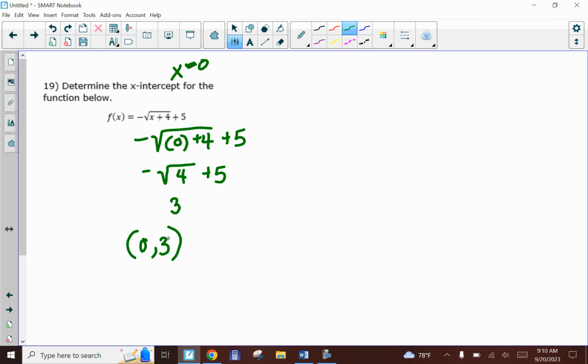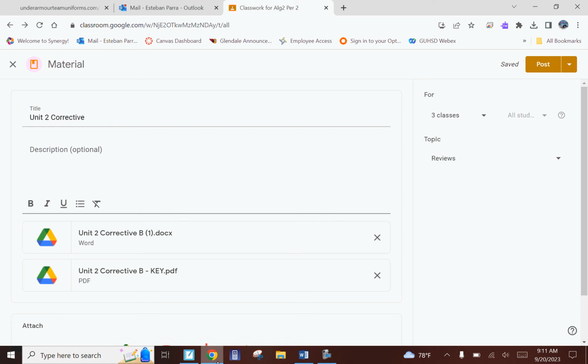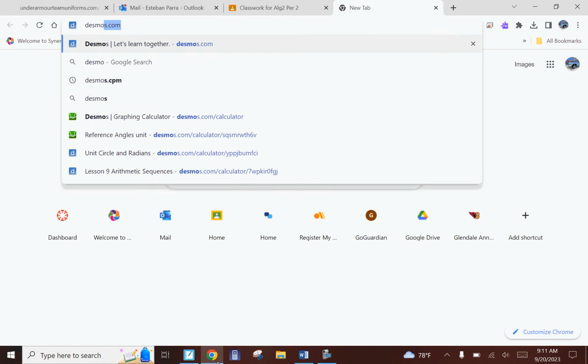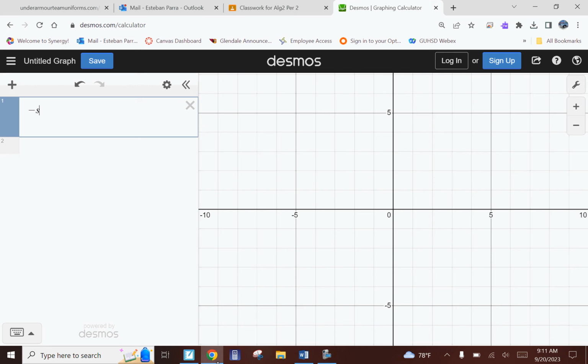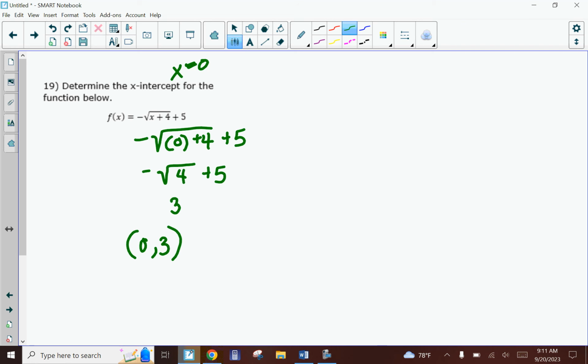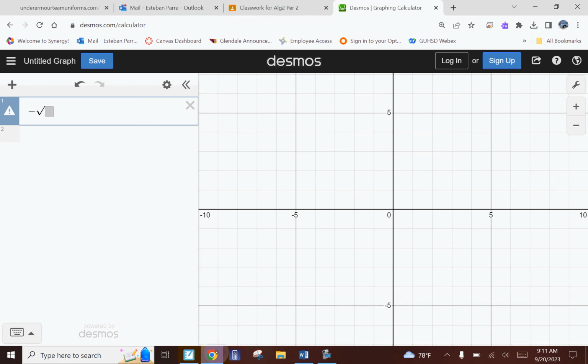Now, the second way you can do this problem is you can actually go into Desmos. You can go into the graphing calculator, and you could just type in the function. So we had, I forgot what it was, x plus 4 on the inside. Let me put that on the inside, x plus 4. And then we have plus 5 on the outside.